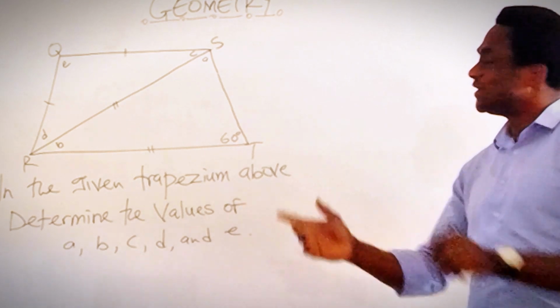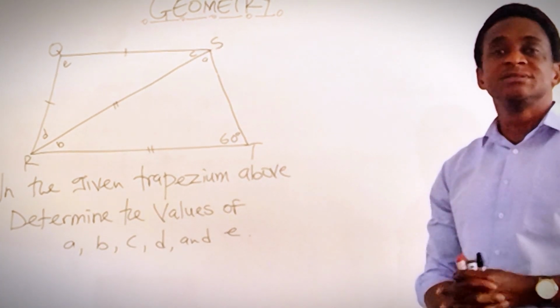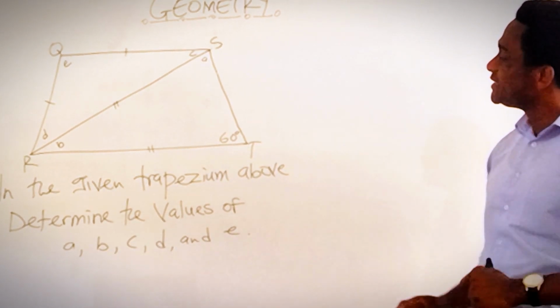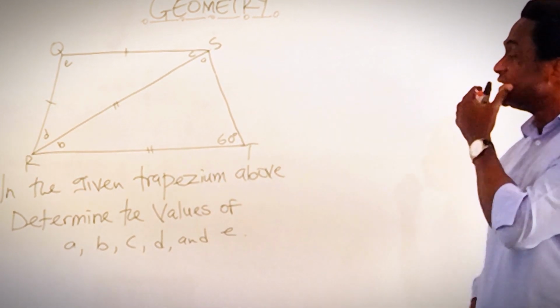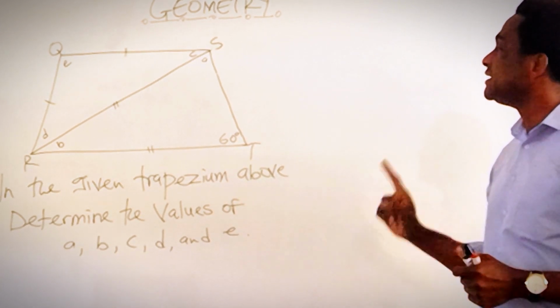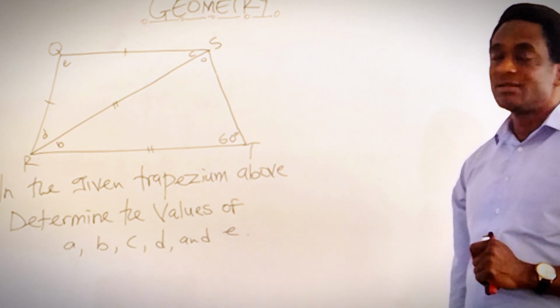Okay, we are going to go on with our geometry series. Here we have another question at junior level. They are asking us, in the given trapezium above, determine the values of A, B, C, D, and E.